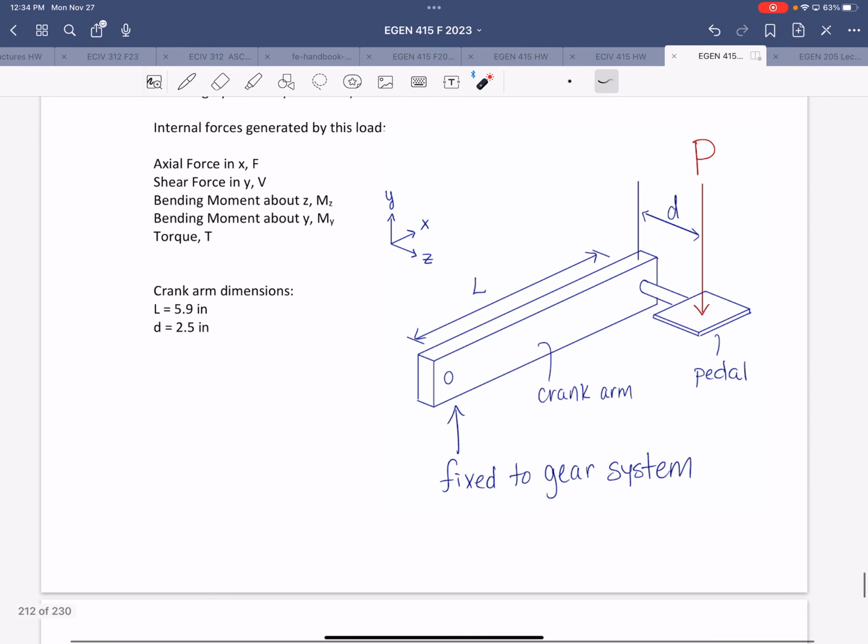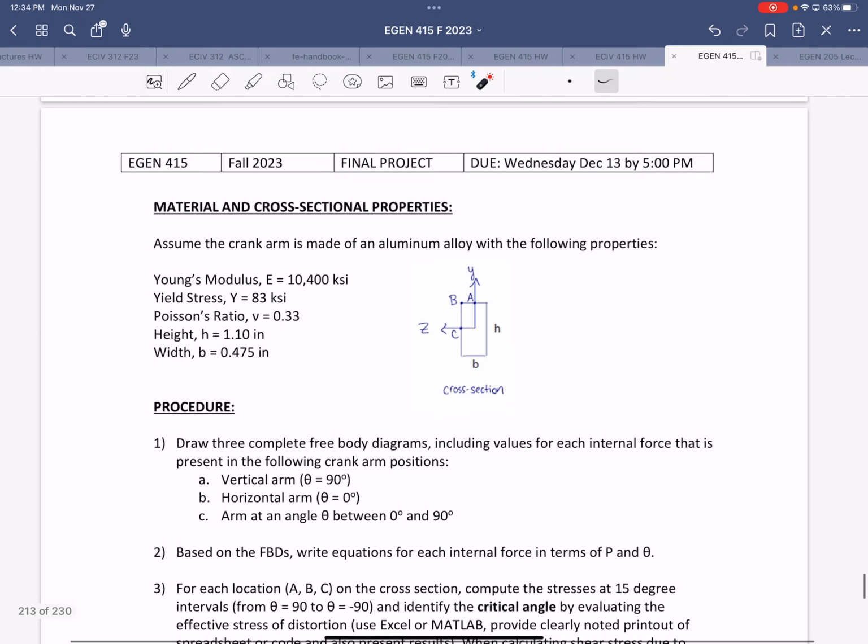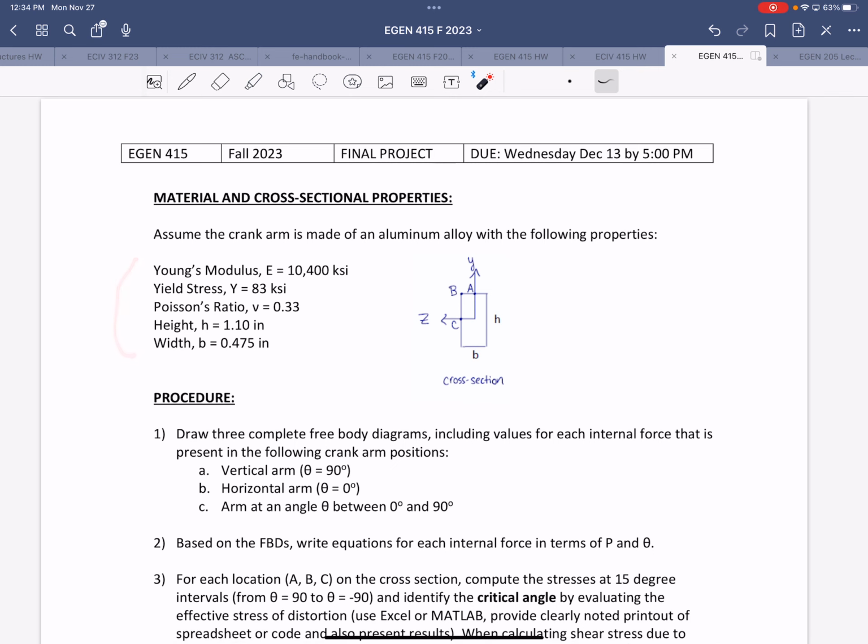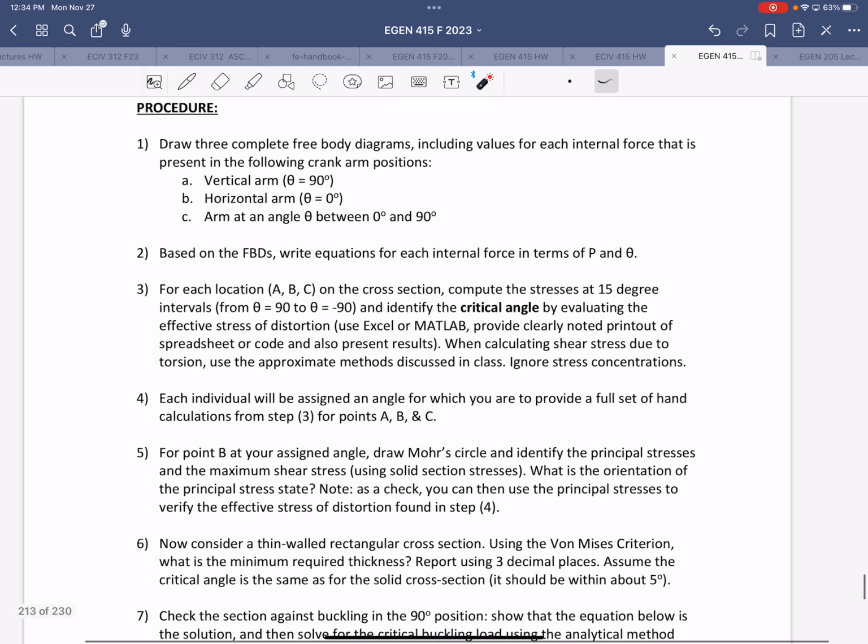And then we already talked about that a bit. So you've got your dimensions for the crank arm, and then cross-section and material properties shown here. So the procedure is outlined here, and I'd like everyone to follow this and present those tasks in order as much as possible in your report. So we'll go over that in a little bit as well, what the report requirements are.